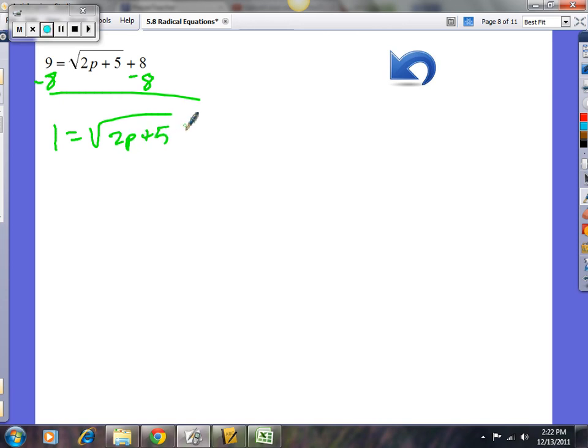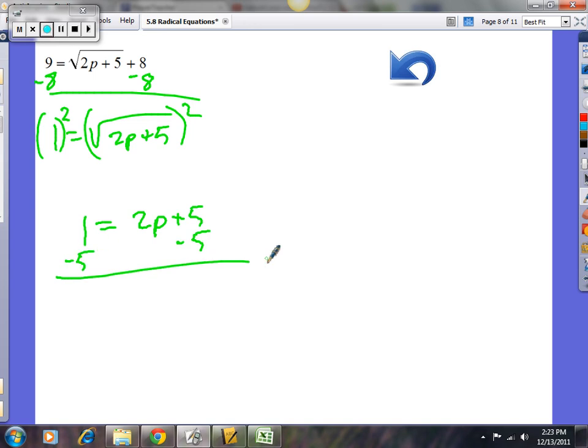Now what? Now get rid of that radical. Square it. What's 1 squared? 1. So you got 1 equals 2p plus 5. Minus the 5 on both sides. What's 1 minus 5? Negative 4. So negative 4 equals 2p. How do you undo the 2? Divide by 2. What's negative 4 divided by 2? P equals negative 2.